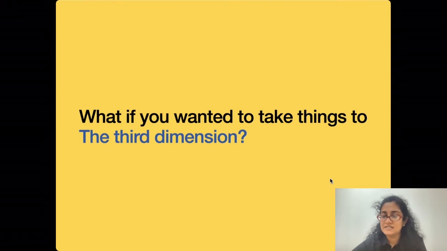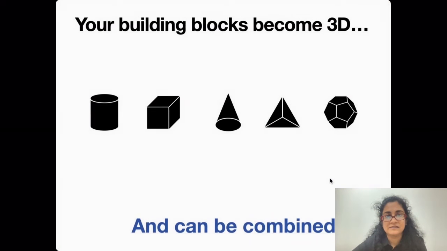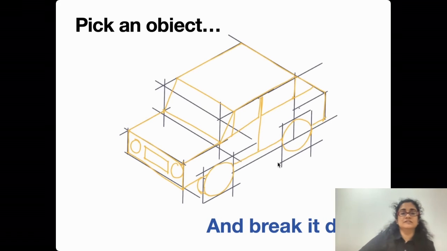Now, what you need to do is simply change your building blocks. Your building blocks become 3D, and those can become combined to form objects that you want to draw. It's very simple. From a square, you have a cube or a cuboid. From a circle, you have cylinders and spheres. From a triangle, you have pyramids and prisms and cones. Like that, every basic shape also has its 3D form. Now, whenever you look at an object, think about what forms it can be broken into. So, the same principle works.